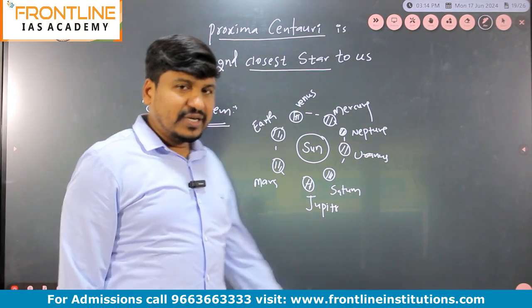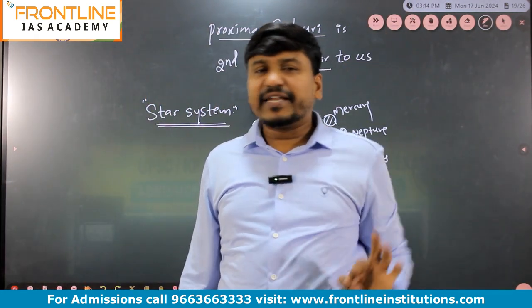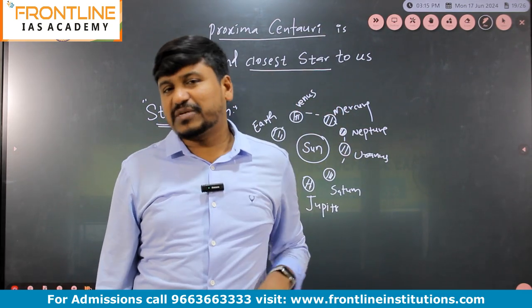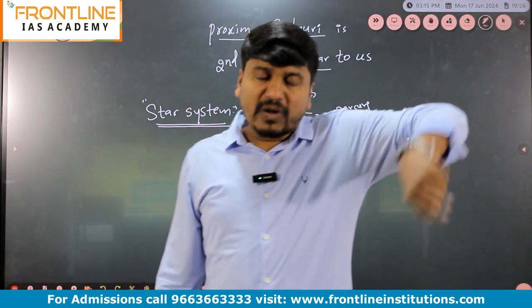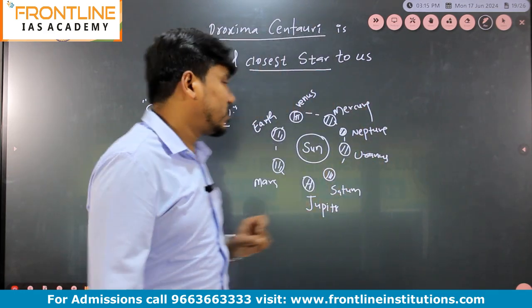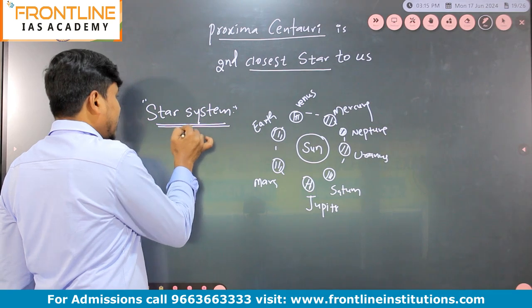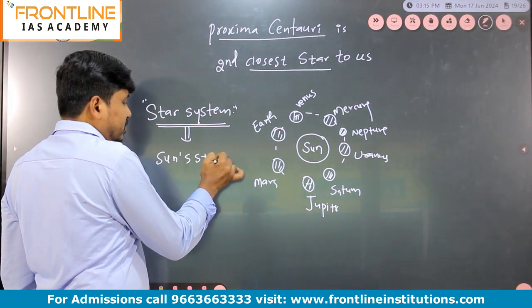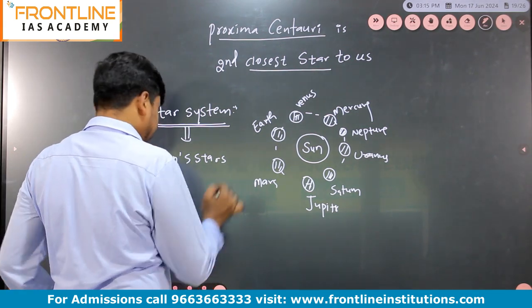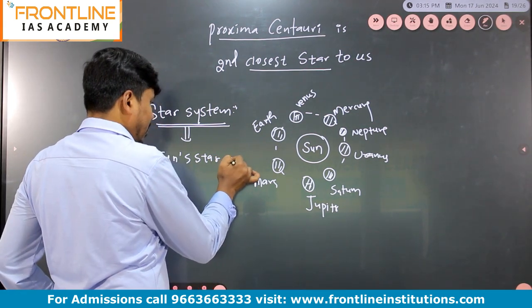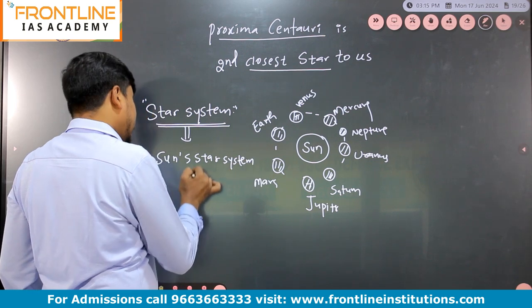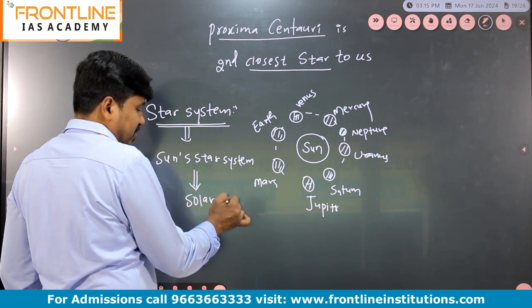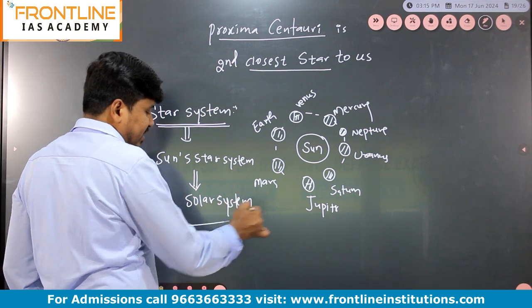If you get the question, how many star systems are there in the universe, the answer is again billions. There are many star systems, but among all star systems, the solar system is one. We call it the sun star system. Our solar system is also known as the sun star system.